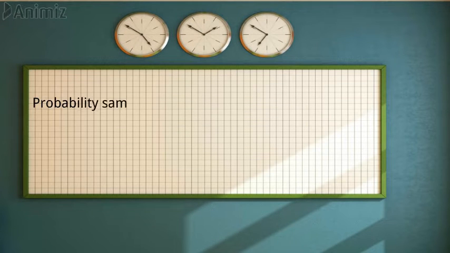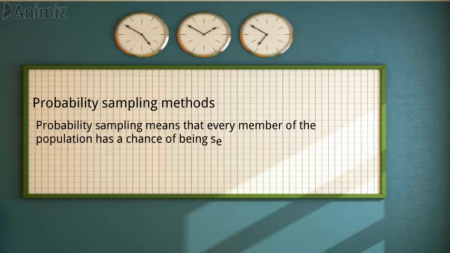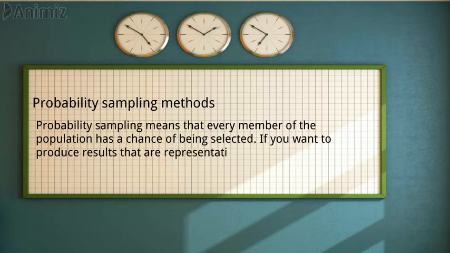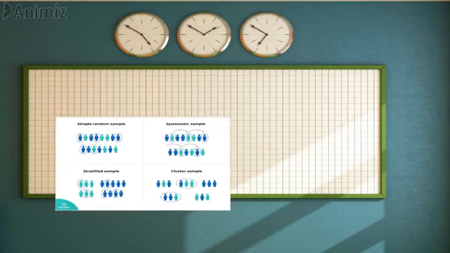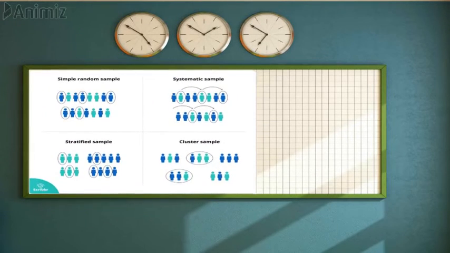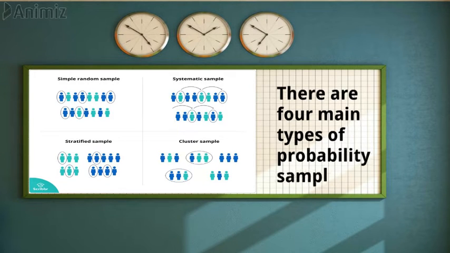Probability sampling methods. Probability sampling means that every member of the population has a chance of being selected. If you want to produce results that are representative of the whole population, you need to use a probability sampling technique. From the table, we can see that there are four types of probability sample, which are simple random sample, systematic sample, stratified sample, and cluster sample.